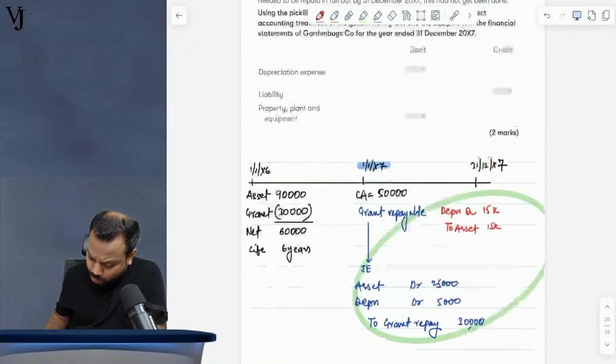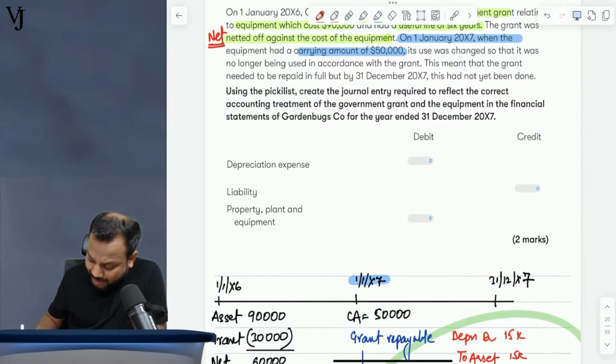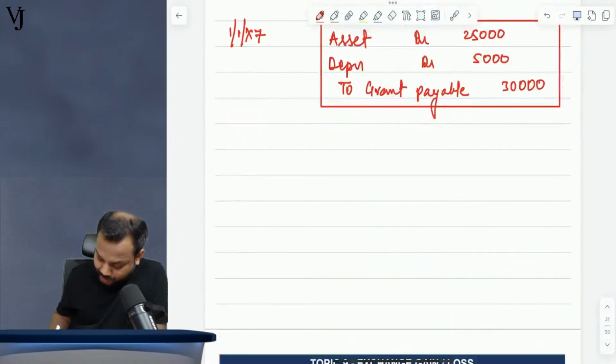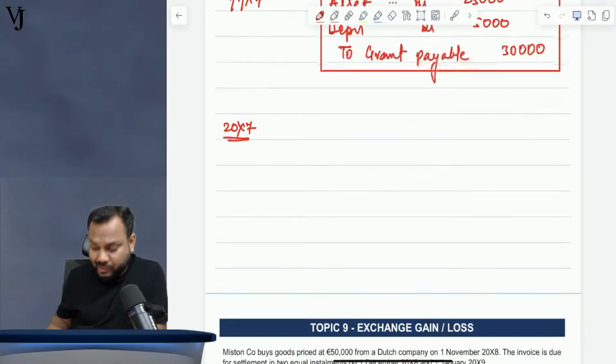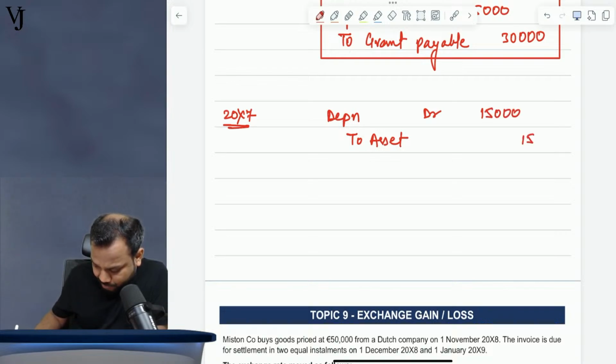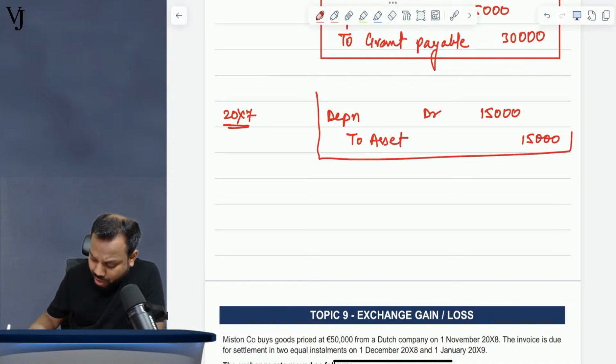But let's see the question. The question is asking us to pass the entry on 31st December 20x7. So now tell me, during 20x7, what is the entry that we will pass? We'll record depreciation also. In the current year, I will record the correct depreciation of 15,000, depreciation account debit to asset.